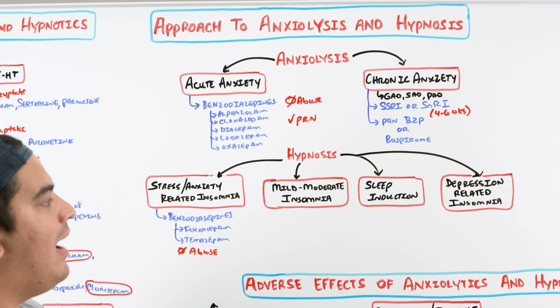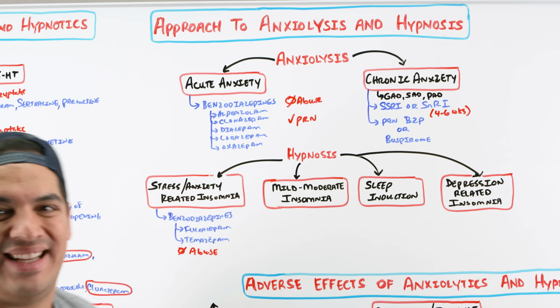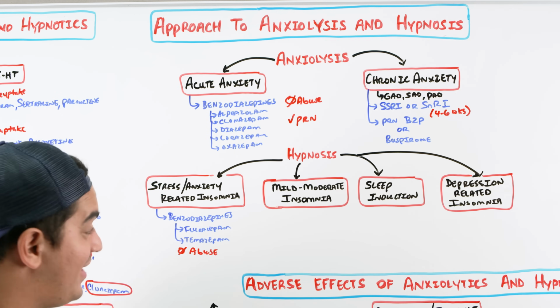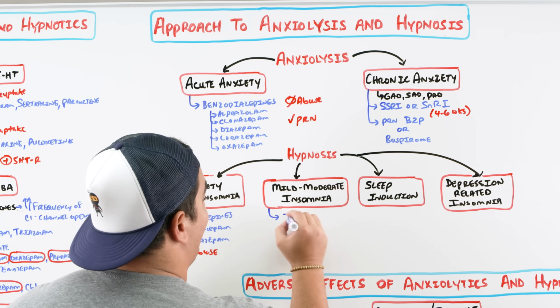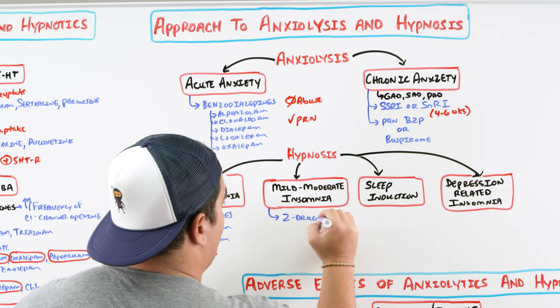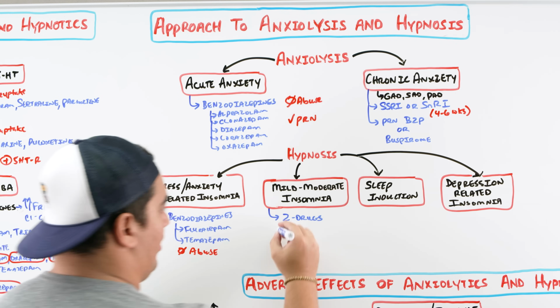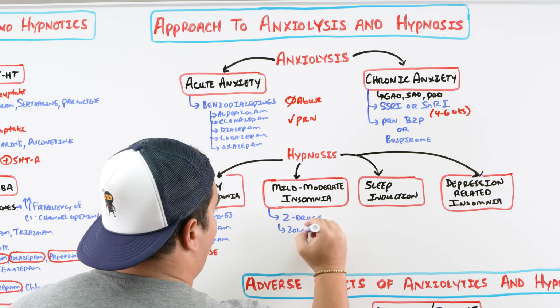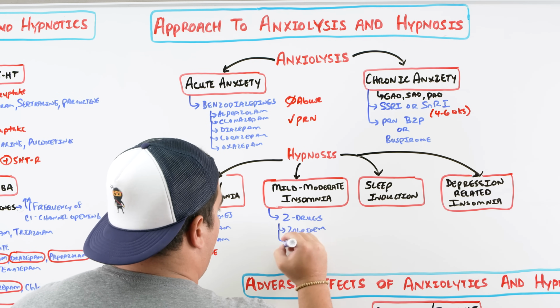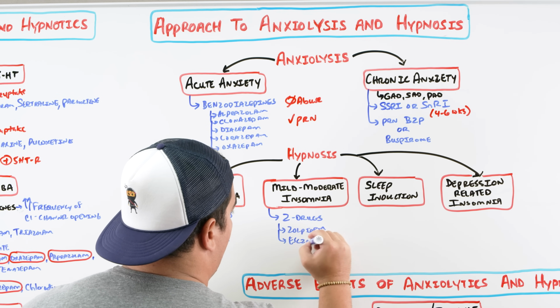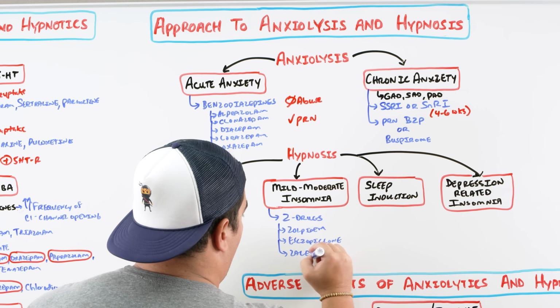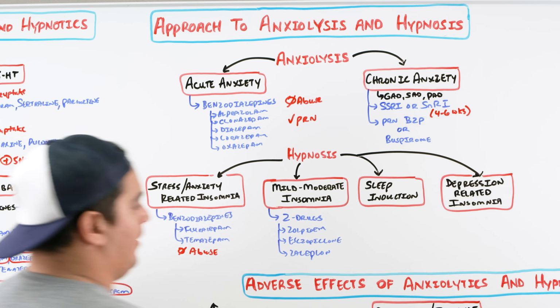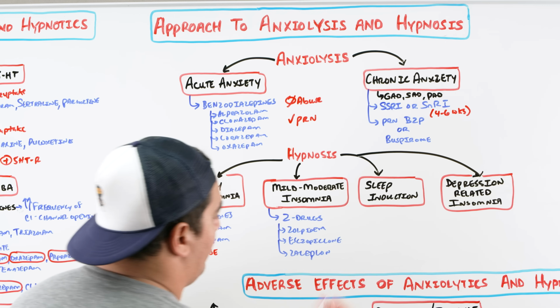All right, what if a patient has mild to moderate insomnia, but it's not stress and anxiety related? In that particular scenario, your Z drugs. Your Z drugs are going to be great in this particular scenario. So the Z drugs would be the options I would consider. And that would be the Zolpidem, the Eszopiclone, and the Zaleplon. With a little caveat here that I prefer the Zaleplon.